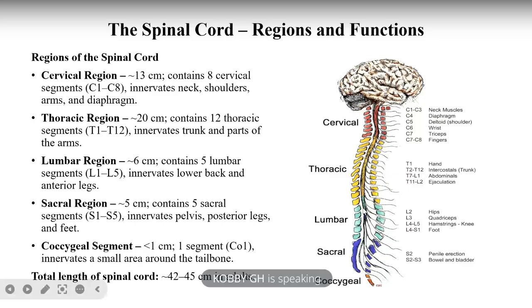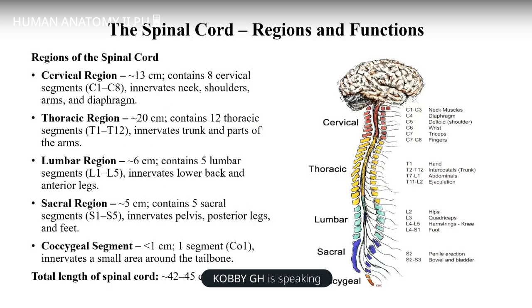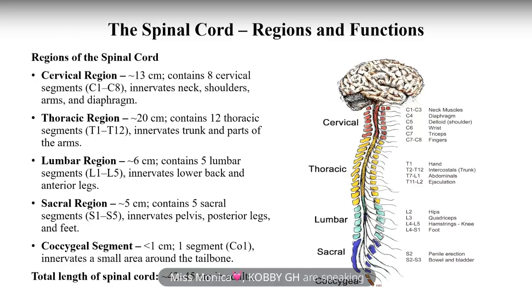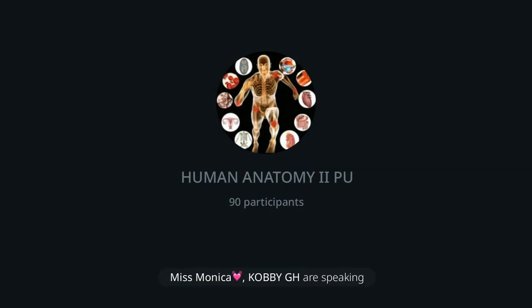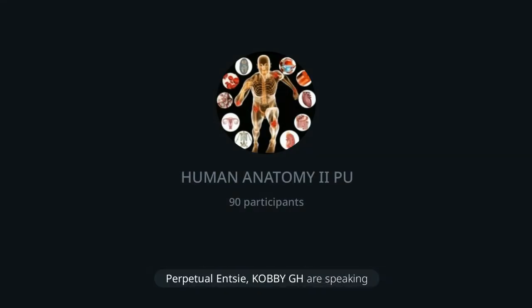Okay, if I ask you to write the shape of the spinal cord, what will you write? How does it look like in your own words? What's the shape of the spinal cord? Yes, what is the shape from what you are seeing? This is the spinal cord from here. How does it look like? Like a nail. It looks like a nail.